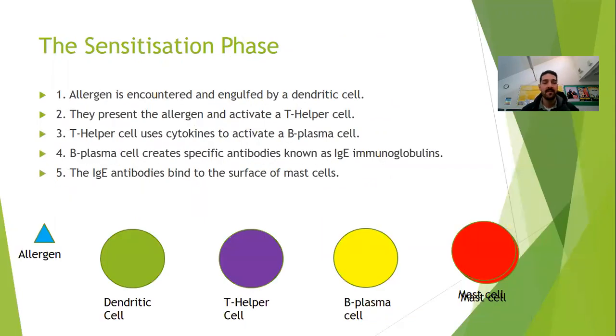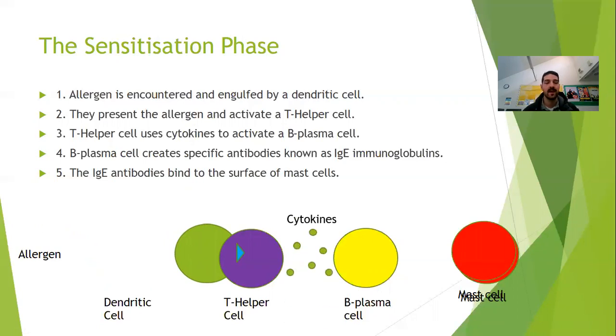So the sensitization phase is when allergen is encountered and engulfed by a dendritic cell. So you can see here we've got our allergen, and it's going to be engulfed by our dendritic cell. And we know that when they engulf it, they break it down and present it on the exterior of their cell. And they then become an antigen presenting cell. And it's going to go and activate a T helper cell. And so that's a specific T helper cell. And that T helper cell is then going to be using cytokines to help activate a B plasma cell. And then the B plasma cell starts to make particular antibodies.